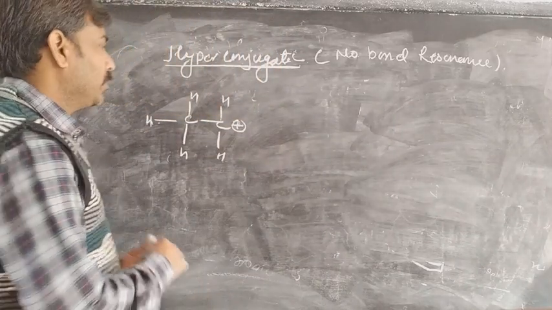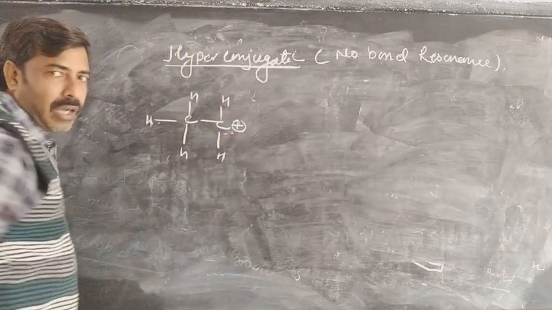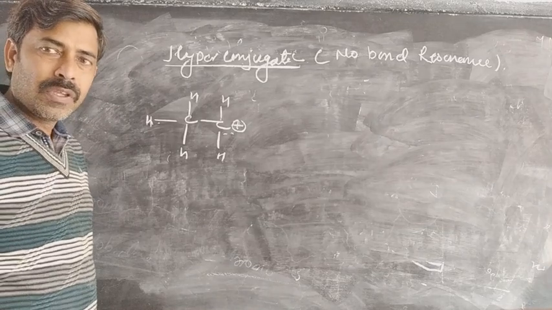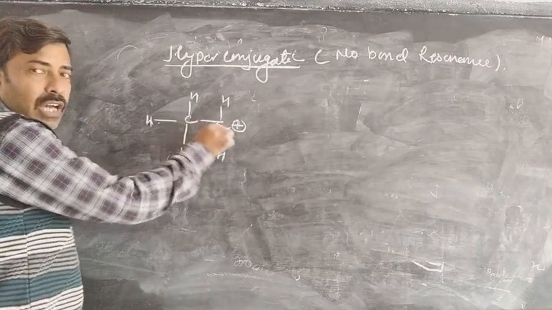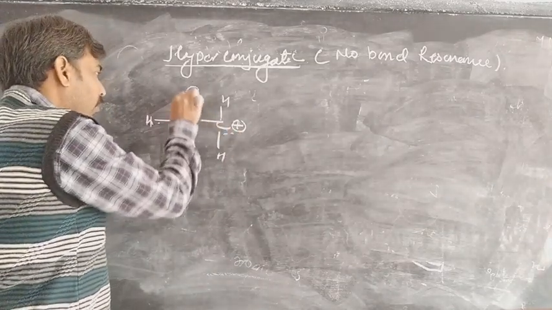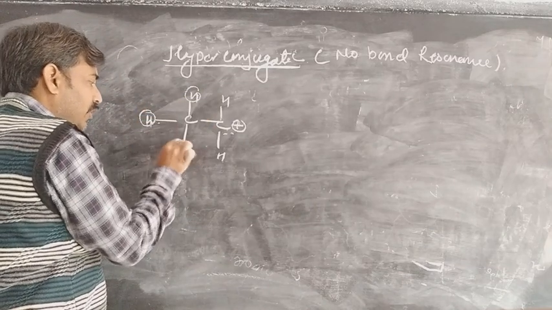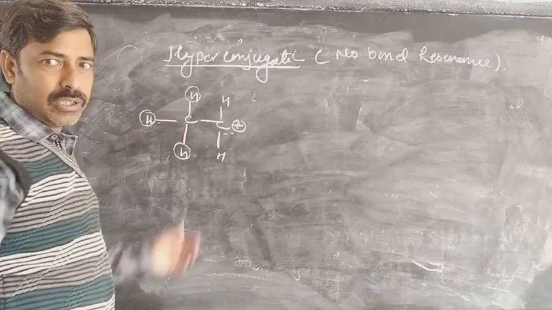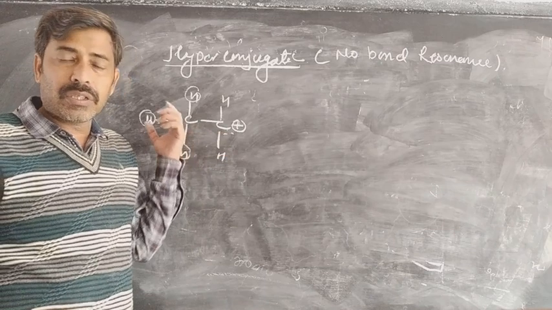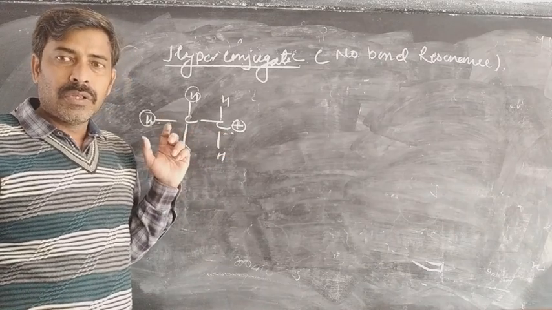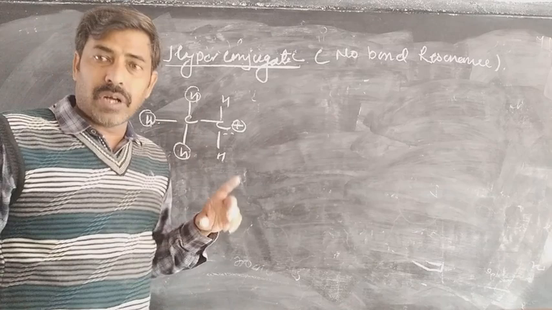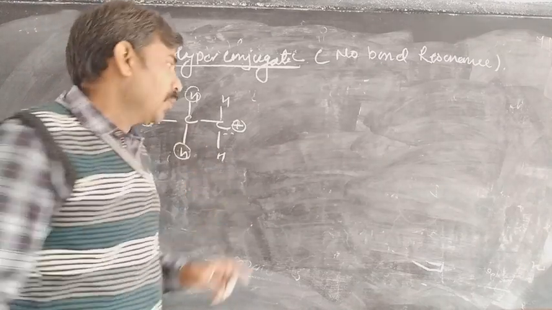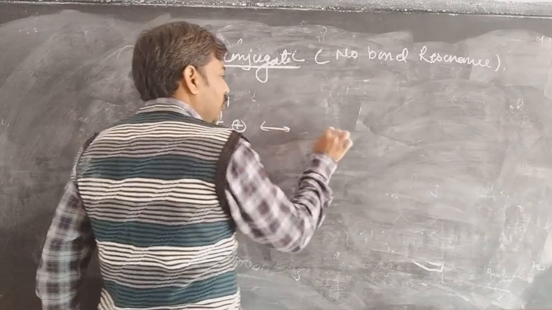In this condition, this is the positively charged carbon, carbocation, and the carbon next to this positively charged carbon, whatever the hydrogen is carrying, that means these are the hydrogens, which I have circled, these hydrogens are called the hyperconjugate hydrogens, and these hyperconjugate hydrogens are responsible for the process of hyperconjugation.